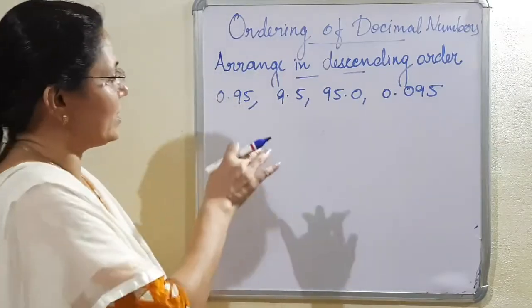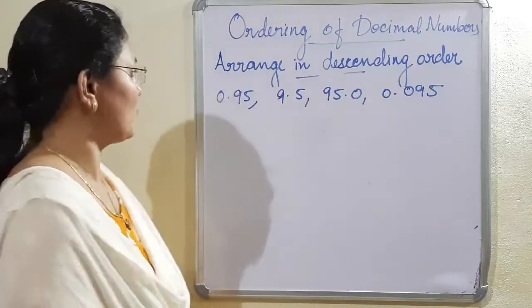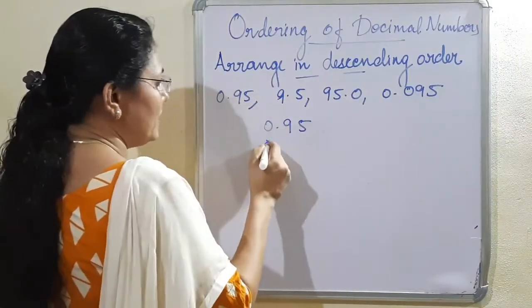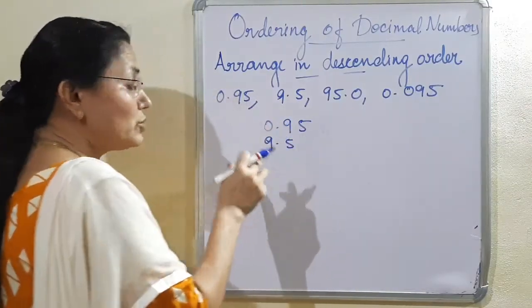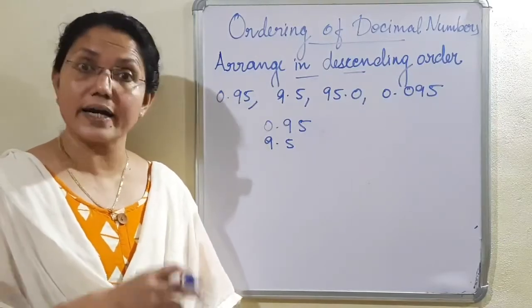First, we can arrange these numbers column-wise according to the places. 0.95. Next is what? 9.5. You have to do it carefully. According to the place itself, you should arrange the numbers.